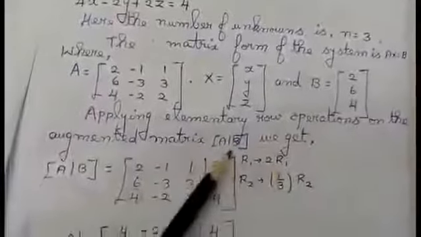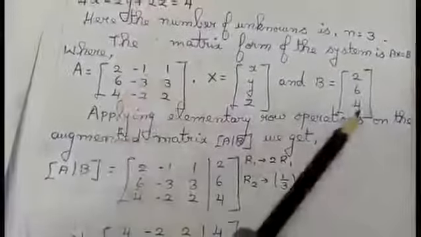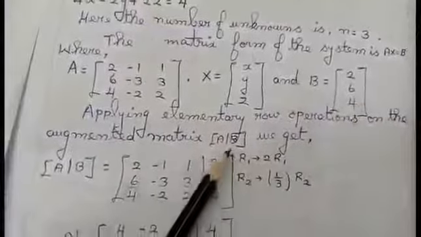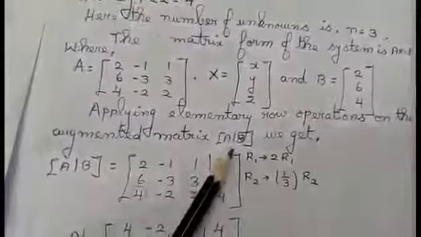Now applying elementary row operations on the augmented matrix AB. The meaning of augmented matrix is that I join the A and B matrices together, which becomes the augmented matrix.